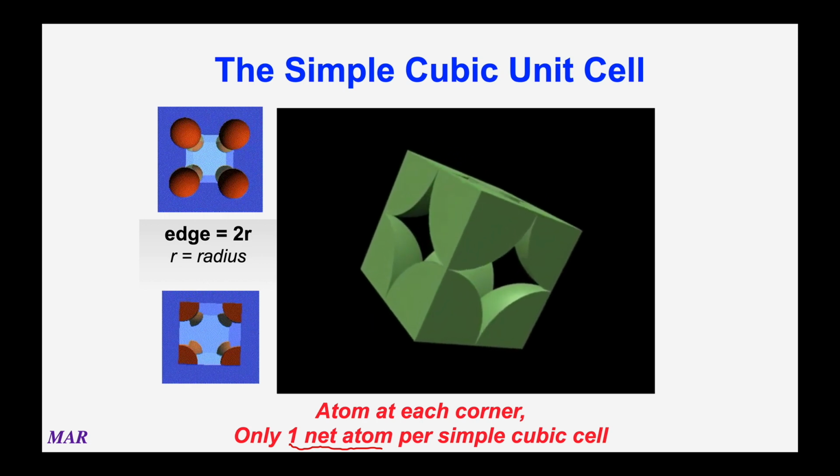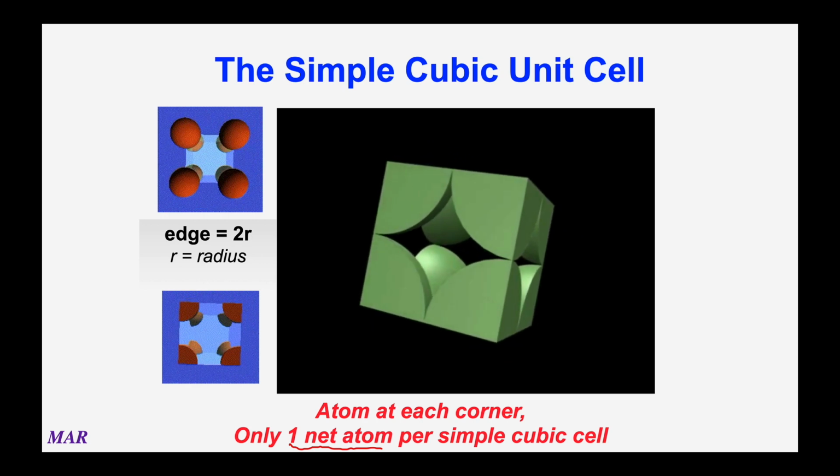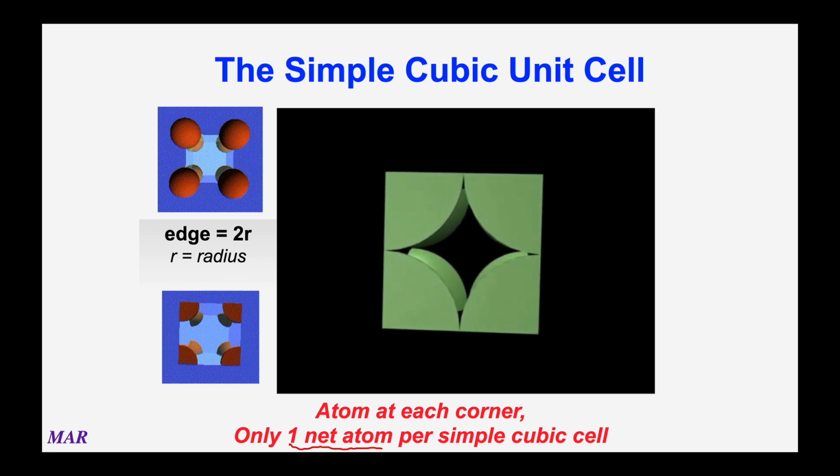Now, the other thing that we'll talk about more in lab is that it's going to be nice, because we're going to think about volumes and stuff, to think about the edge. Remember, in simple cubic, length, width, and height are all the same. The edge of a simple cubic cell equals 2 times the radius of the atom we're looking at. And that will be important coming up as well. So simple cubic unit cells have one net atom, and the edge equals 2 times the radius.